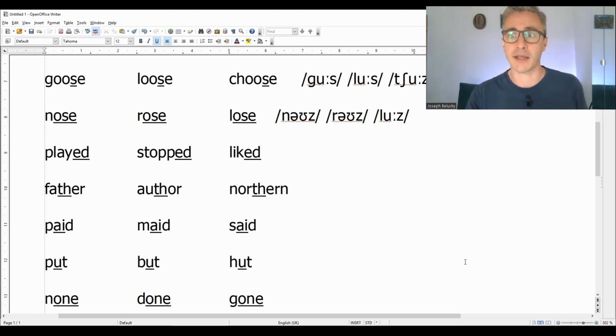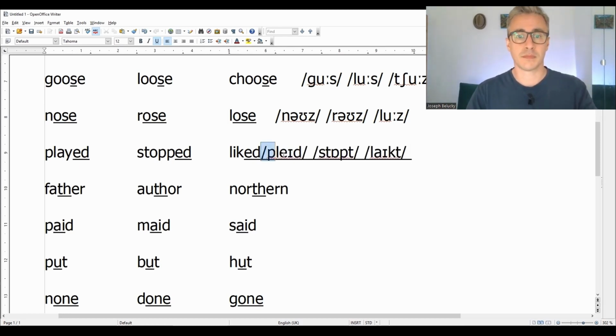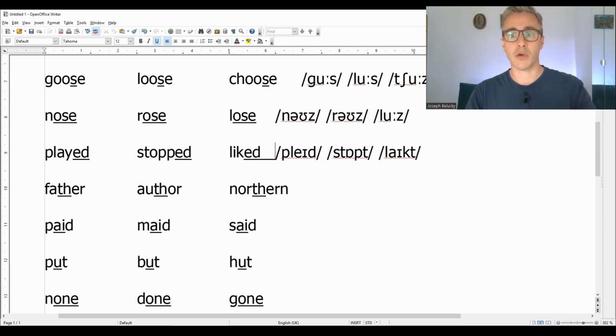Well, let's have a look at the IPA. It's really obvious with the IPA. So, here we have played, stopped, liked. So, the odd one out is going to be played, and it's just because it has the D sound. So these ED pronunciations, 3 different ways to pronounce them. And let me show you the rules.